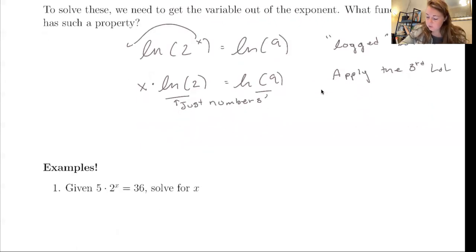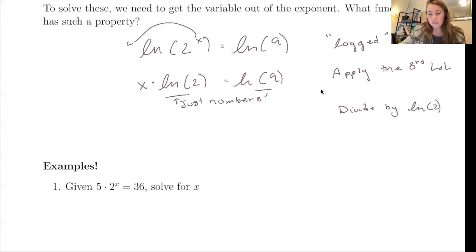So I want to get x alone. So I'm going to divide by ln of 2. And you don't have to choose ln, whatever logarithm of your choice. I like ln because it's easy for me to write.